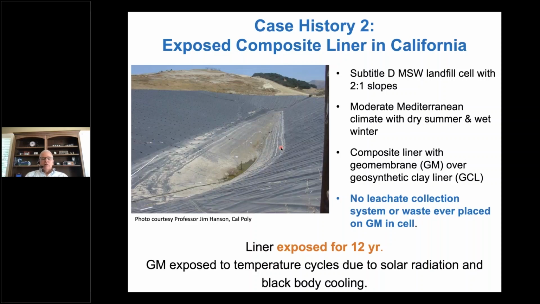Geomembrane was studied as well. We're just talking about the GCL here today. It was exposed for 12 years. And during this 12 years, you can imagine that black plastic in the environment. You can imagine the solar radiation. Hot during the day, 120, 140 F on the surface of the geomembrane, cool at night as that black body radiates the heat back upward, wetting, and it's cool, heating and cooling each and every day, and that's going to have effects on the system.